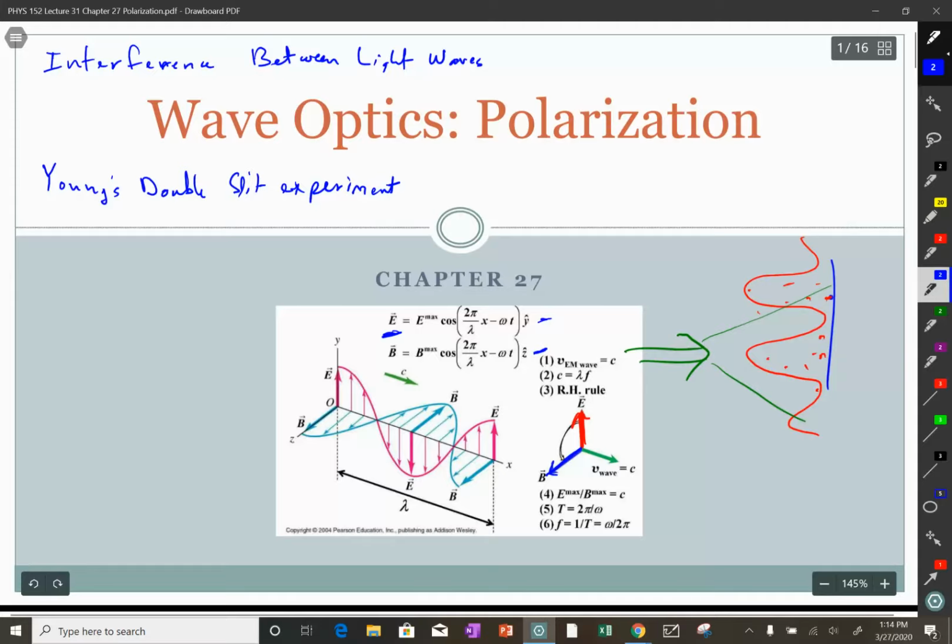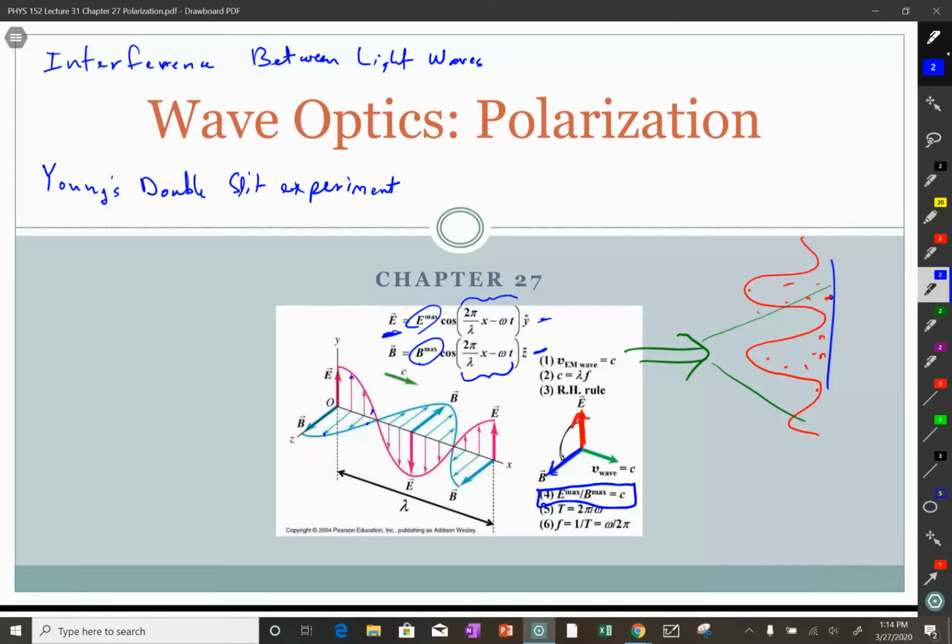They're perpendicular to each other. They have to be perpendicular. And their magnitudes are related to each other through the speed of light. And you notice here, these are exactly the same. They're both cosine of 2 pi over wavelength x minus omega t. So they're perfectly in phase. So as electric field is bigger, magnetic field is bigger. If electric field is smaller, magnetic field is smaller.